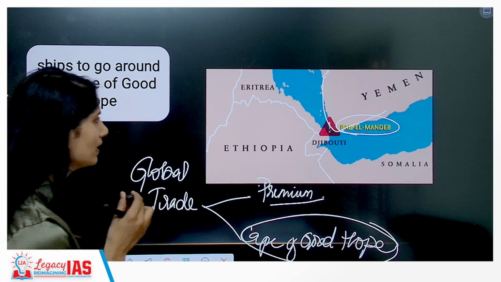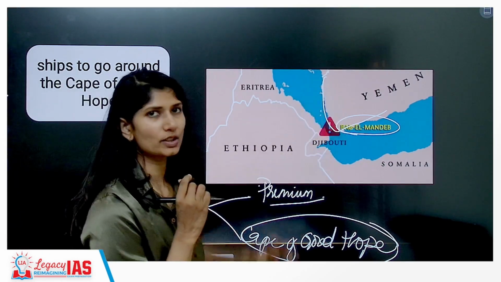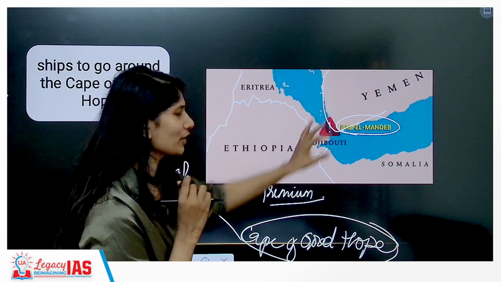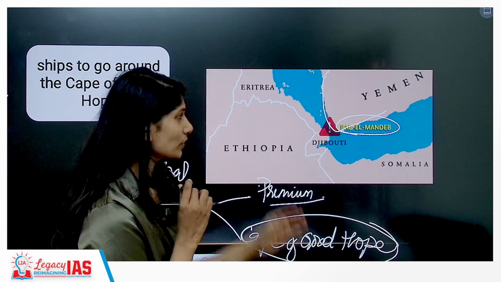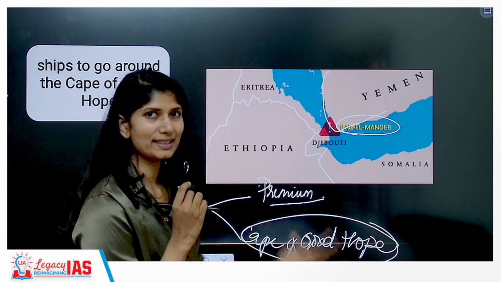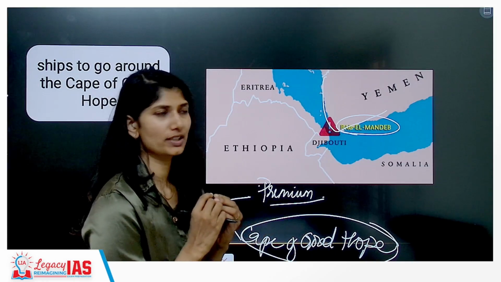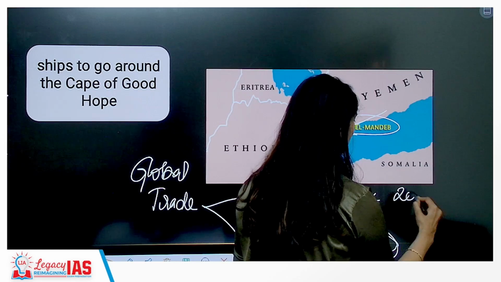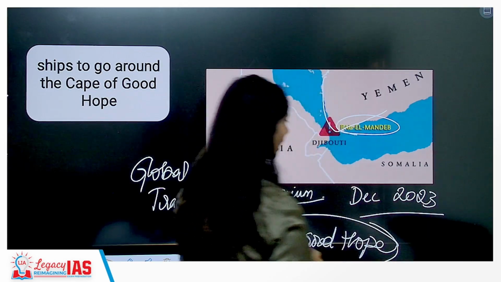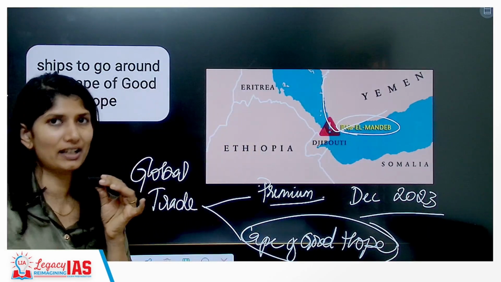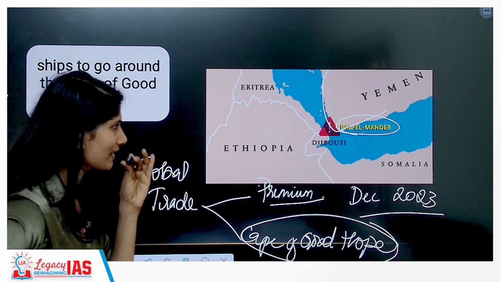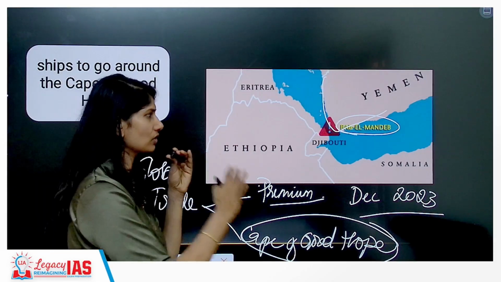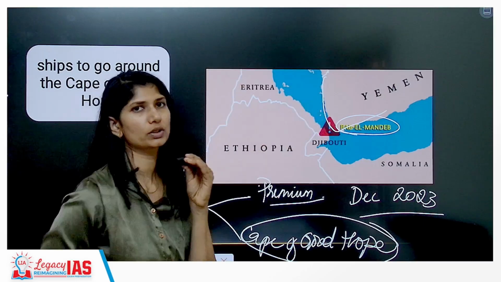So now, this is affecting the global trade route. This is affecting US shipping. And that too, especially in the last 15 days, it has increased even more. Especially from December 2023 onwards, it has increased. But in the last 15 days, it has accelerated even more, which has led to the fresh attacks exclusively targeting Houthis in Yemen.